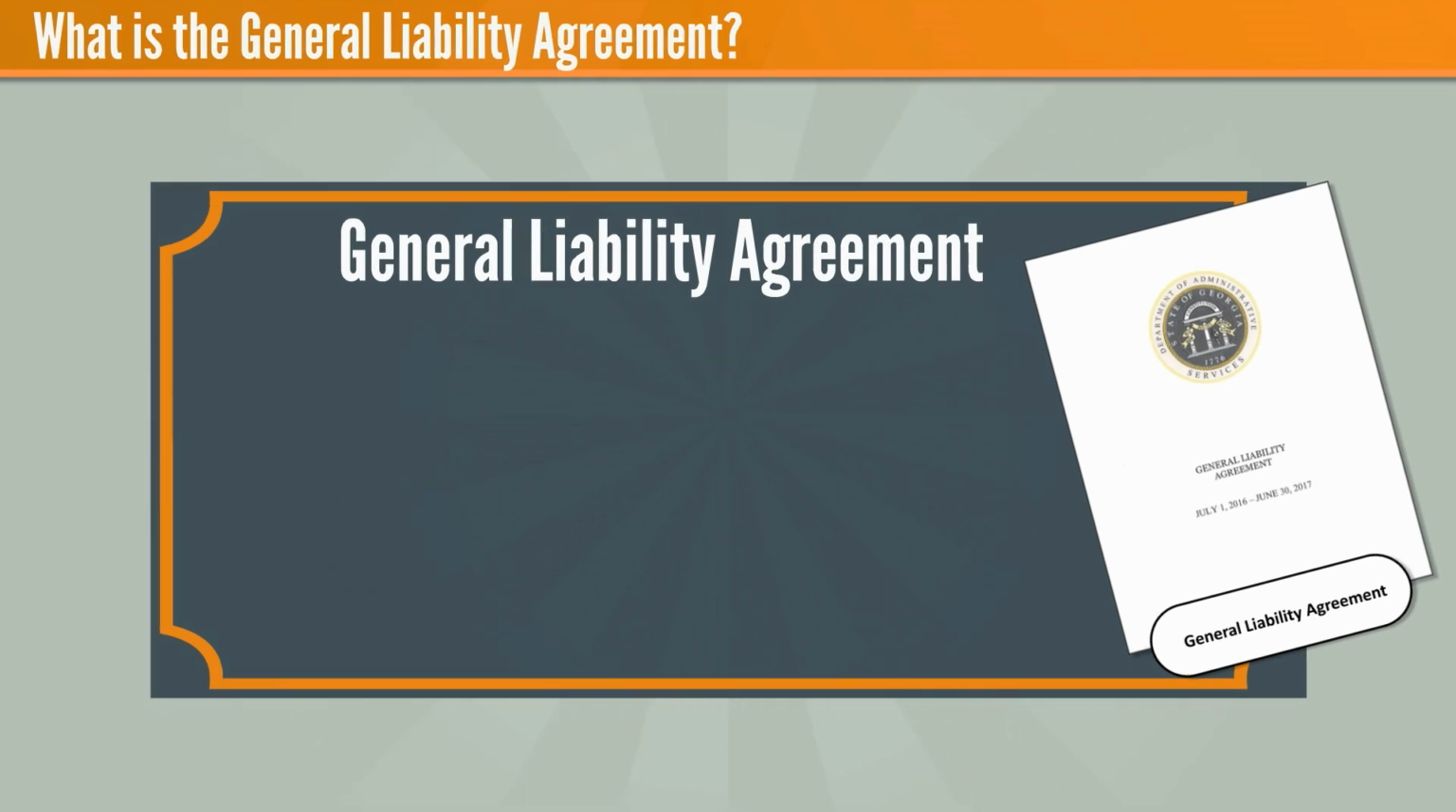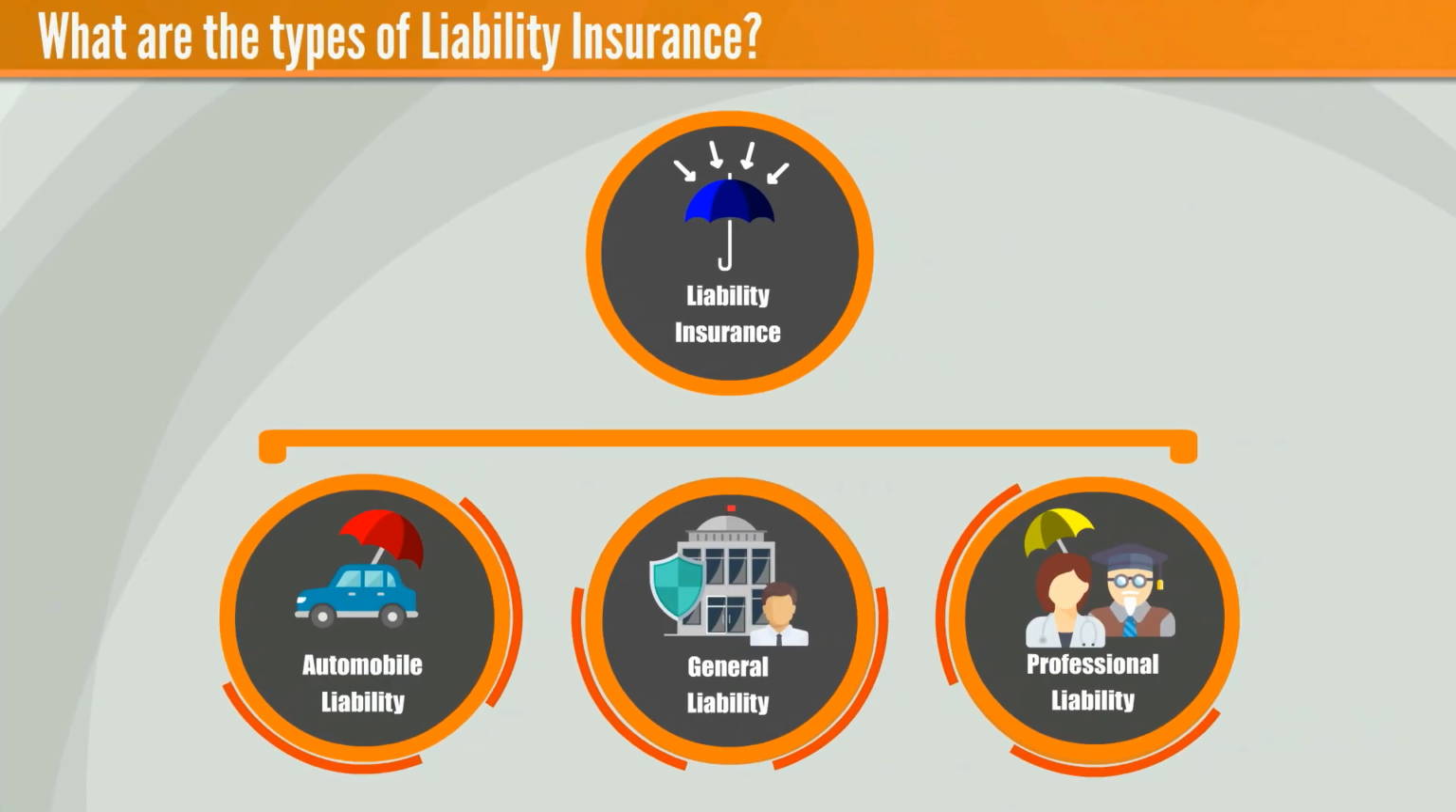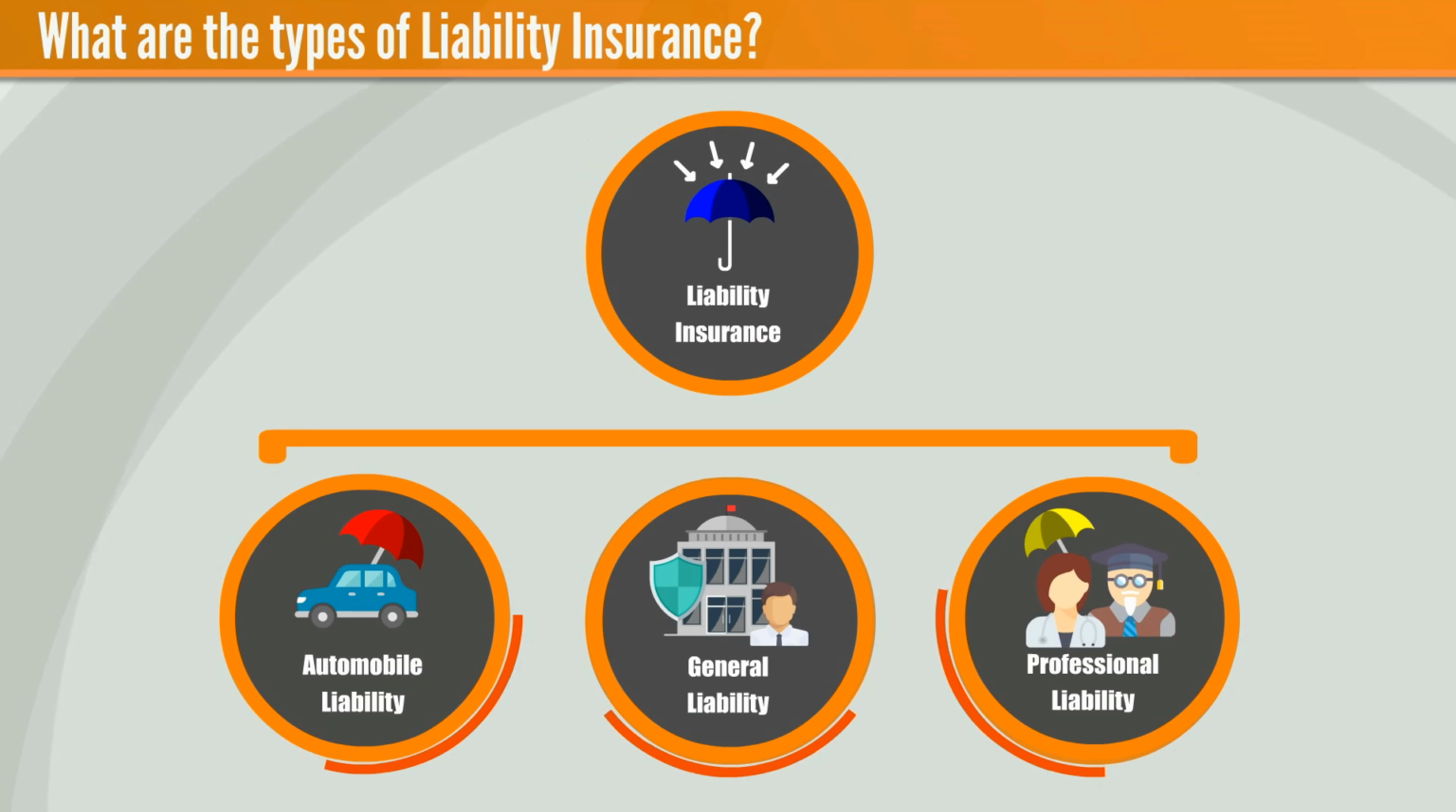The General Liability Agreement also has a reimbursement of legal fees provision for cases involving defense of a professional license or criminal defense. The criminal defense provision requires that it be related to official duties and that the defendant succeed in court. Approval by the Attorney General is required. Next, let's describe each type of liability insurance and answer some common questions about each one.